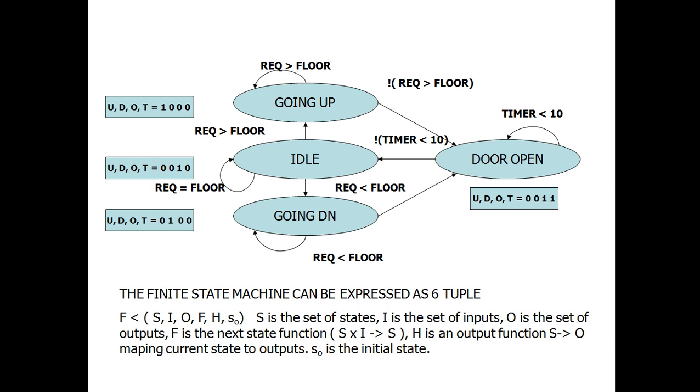This is the finite state machine model. Now if you take a close look here, UDOT, which is the 1000 input, is required greater than floor, then it will go up. Now if the UDOT value is 0010, the required is equal to floor, it means it will be in the idle state. Now if the condition is this, it will go up. Now if the value is this, then it is going down. Now first, this is in the idle form.